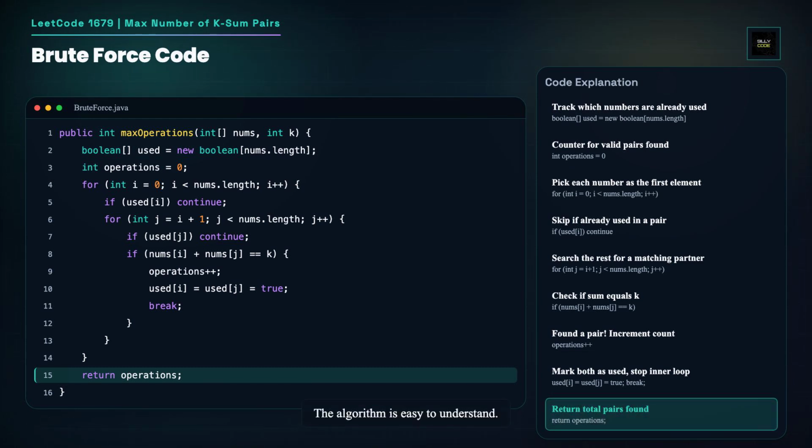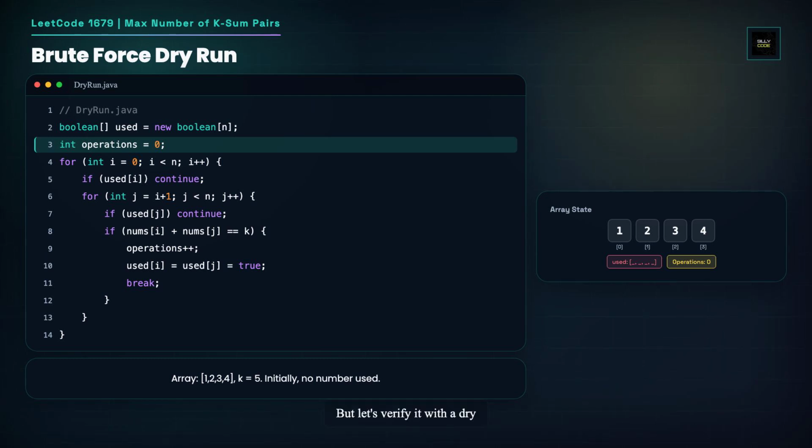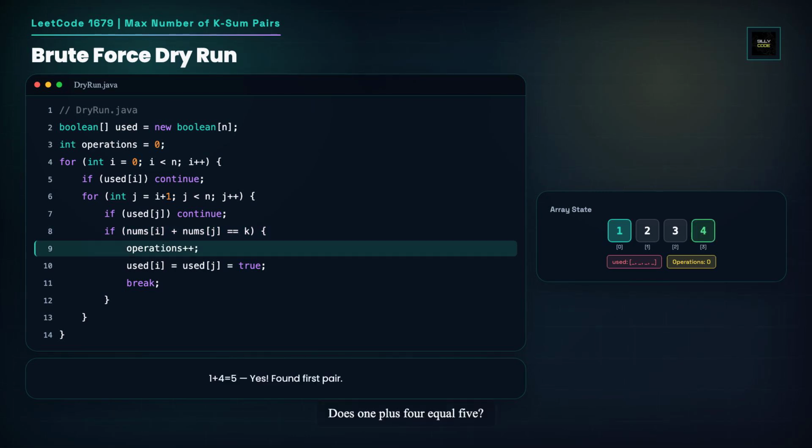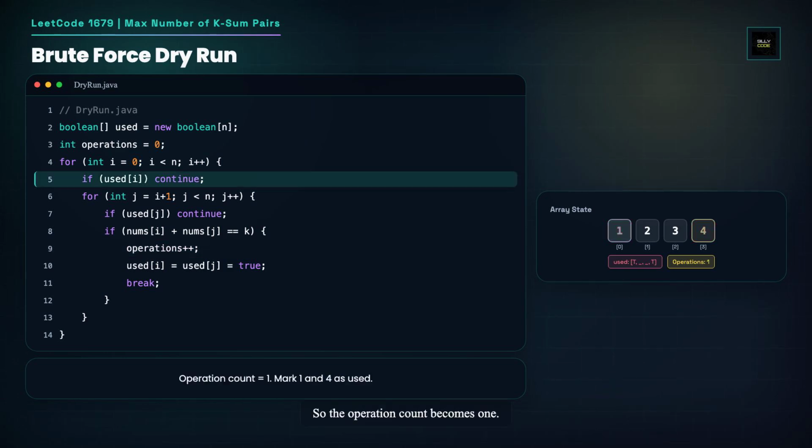The algorithm is easy to understand. But let's verify it with a dry run. Let's use our first example. The array is 1, 2, 3, 4 and k is 5. Initially no number has been used. We start with 1. Now we search the remaining array. Does 1 plus 2 equal 5? No. Does 1 plus 3 equal 5? No. Does 1 plus 4 equal 5? Yes. We've found our first pair. So the operation count becomes 1. Now both 1 and 4 are marked as used.